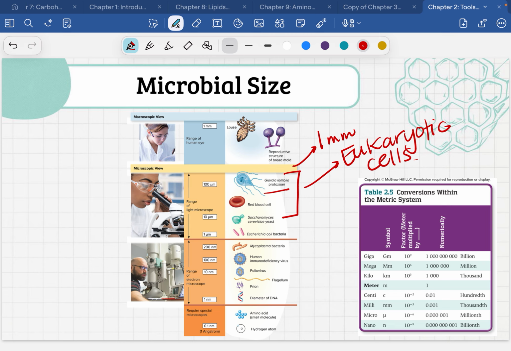And then yeast tend to be about 10 micrometers. And then down here we have our prokaryotes, which are things like bacteria and archaea, right? E. coli bacteria, mycoplasma bacteria, and then we would also have archaea in there, things like that. And then below that are viruses.